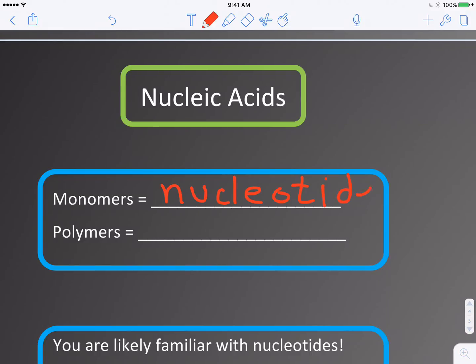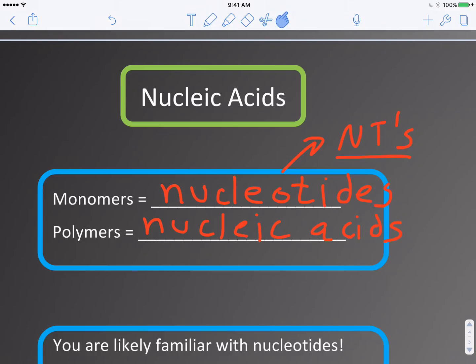And you guys definitely know what this is. I'm going to be referring to these as NTs a lot, so definitely know that abbreviation, okay? The polymers of a nucleic acid, you guys are going to love this. It's a nucleic acid. Does it get much easier than that? I don't think so, guys. Okay, so nucleic acids are the polymers made up of the monomers called nucleotides.